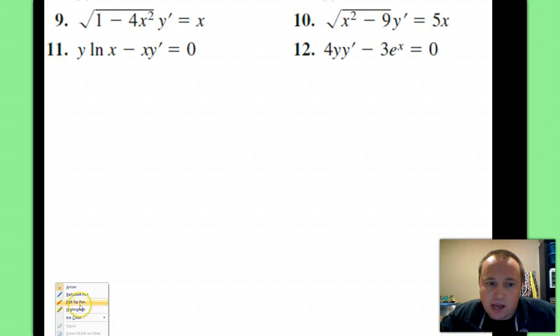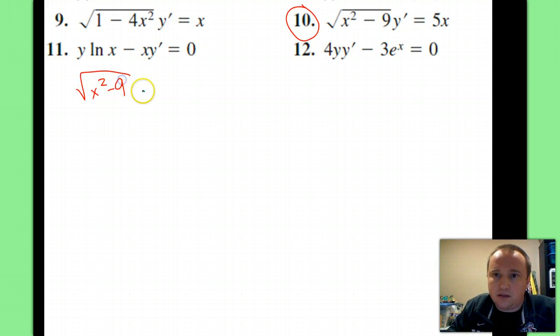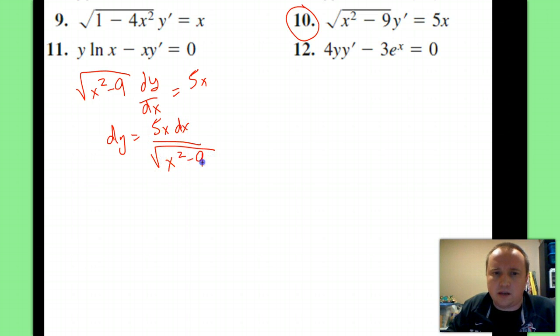So guys, we're going to be looking at number 10 here. So I've got the square root of x squared minus 9 times dy dx equals 5x. Well, I need to get my y's and dy's on one side, and x's and dx's on the other. So I've got dy equals 5x dx over the square root of x squared minus 9.